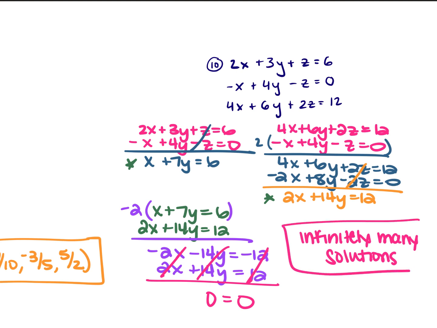If you were left with something like 2 is equal to 0, then I could understand you saying that there's no solution. But that's not the case here. Or if it's 0 is equal to 14, still no solution. But that's not the case here. We have 0 is equal to 0. That is a true statement. So because it's a true statement, we have infinitely many solutions.